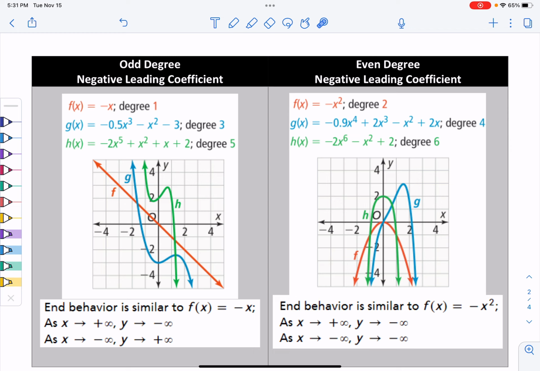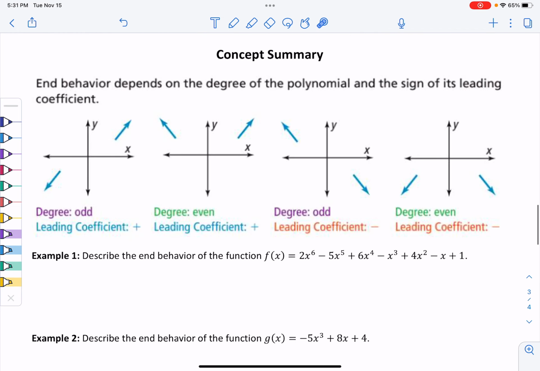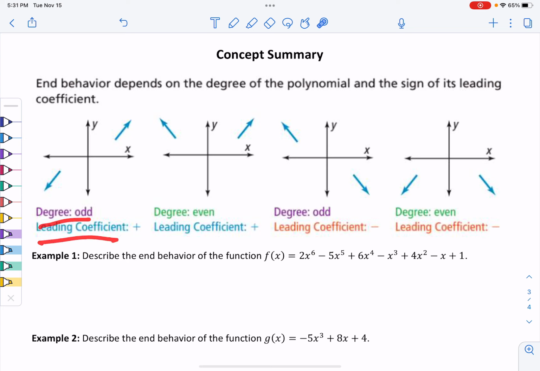All right. Okay, let's look at some examples after looking at this concept summary. This might be a nice thing to have on a note card. Odd degree, leading coefficient positive, you're going to have directions going like this. As we go to the right, as x goes to positive infinity, y is going to go to positive infinity. As x goes to negative infinity, y is going to go to negative infinity, etc. Okay, this may be a good place to pause and write that down on a cheat sheet.